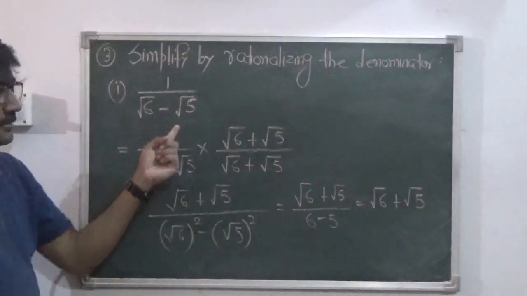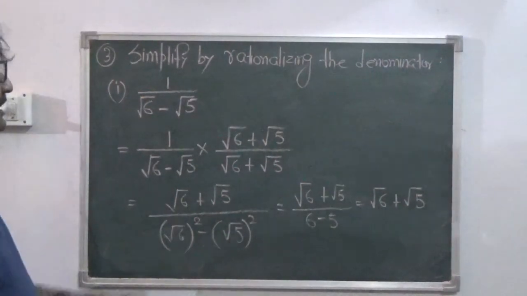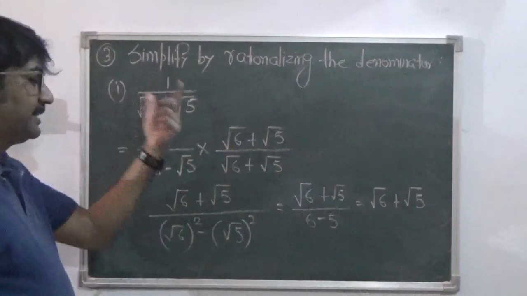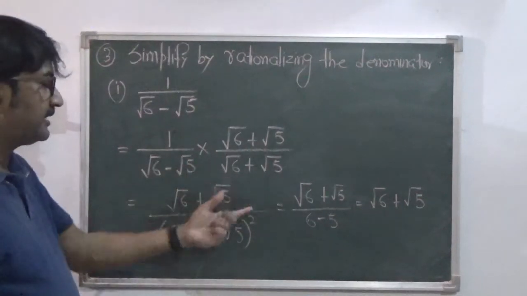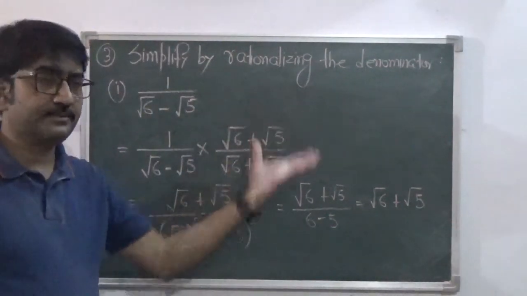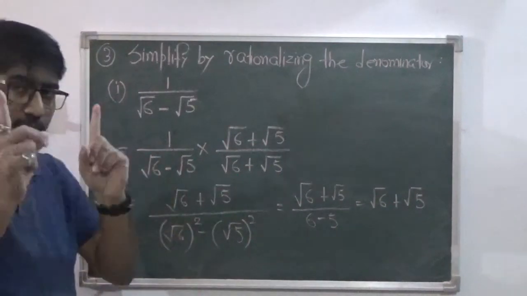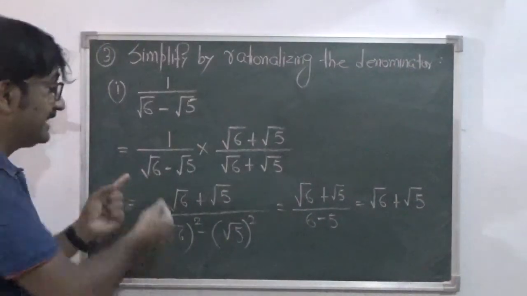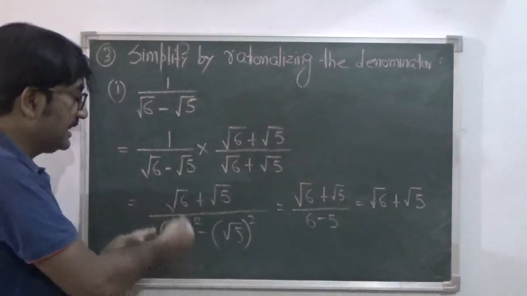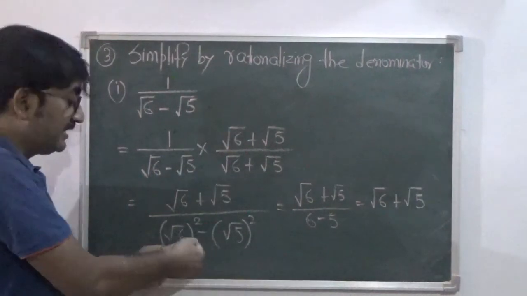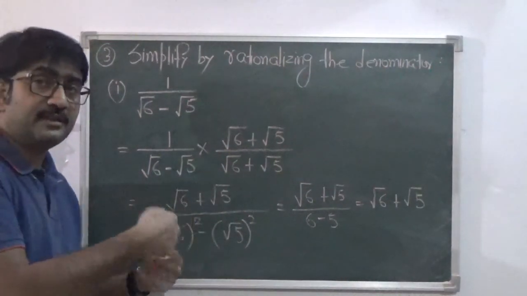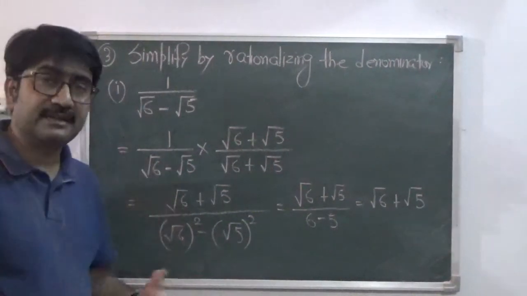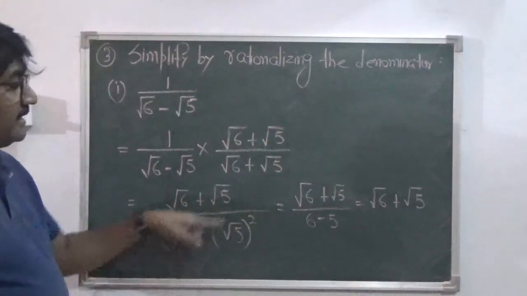1 by root 6 minus root 5, you have to rationalize the denominator. So multiply both the numerator and the denominator by the conjugate, root 6 plus root 5 by root 6 plus root 5. One thing you should always remember: when you multiply with the conjugate, what you get in the denominator is of the form a square minus b square. So root 6 square minus root 5 square. Obviously the square converts it into a rational number. Root 6 whole square gives you 6.